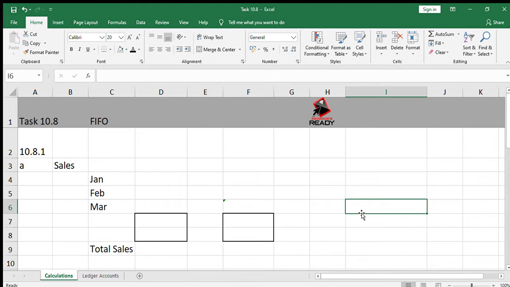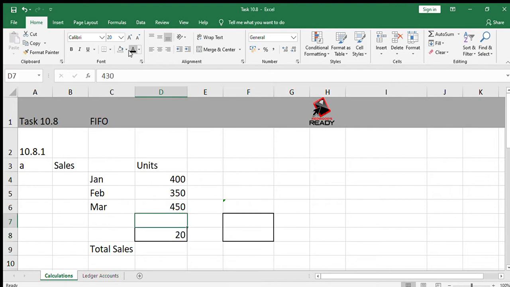In 10.8.1, we have to calculate the sales for the period January to March. In January, the number of units sold was 400 units. In February, we sold 350 units. In March, we sold 450 units. But in March, there's a bit of a difference. It said during March, 20 units were sold at a reduced price, so we're going to do a separate calculation. That leaves us with 430 units which were sold at the normal price.